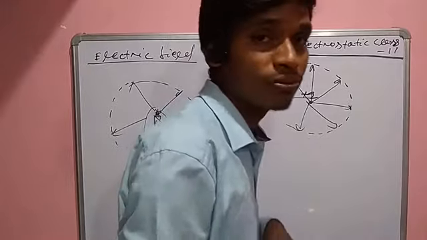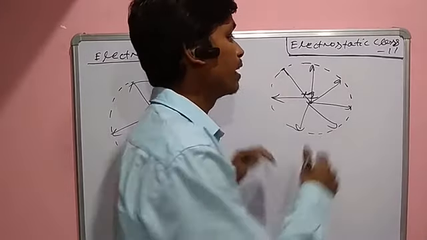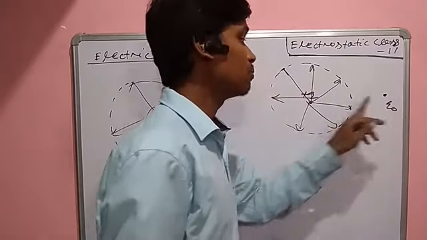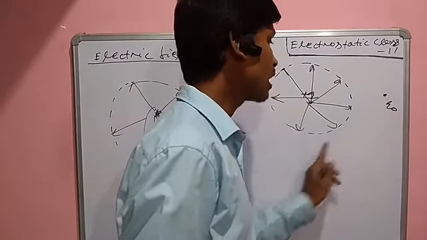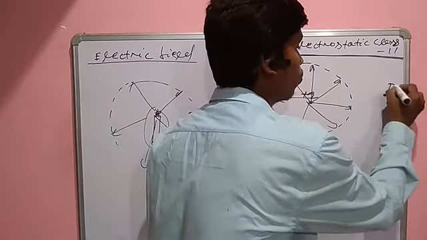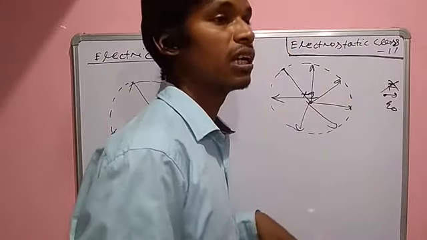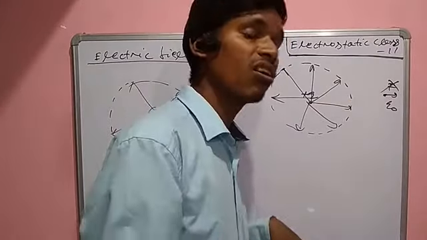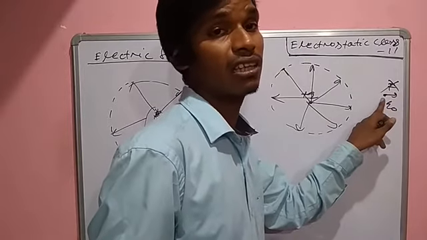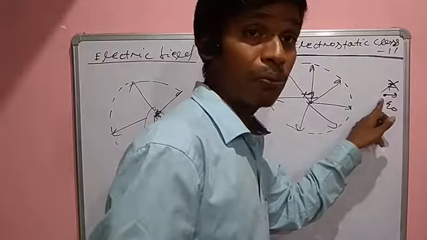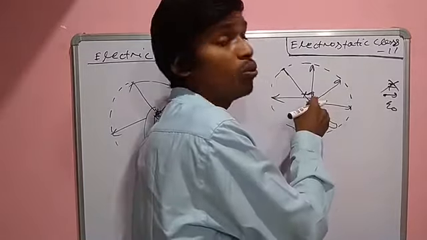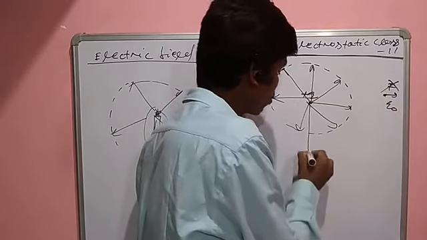How to prove? Suppose a test charge is present here. That means a test charge is outside the field, so there is no force exerted on that test charge. Then next step, we try to bring the test charge nearer to this charge. This charge is called the source charge.